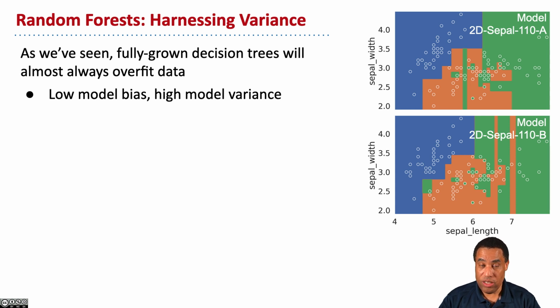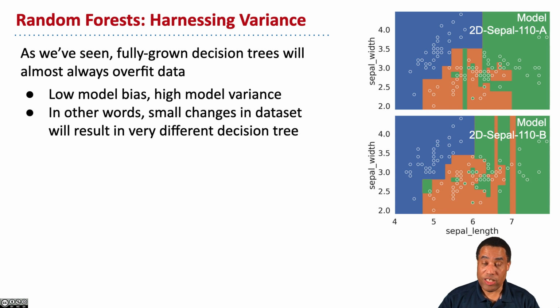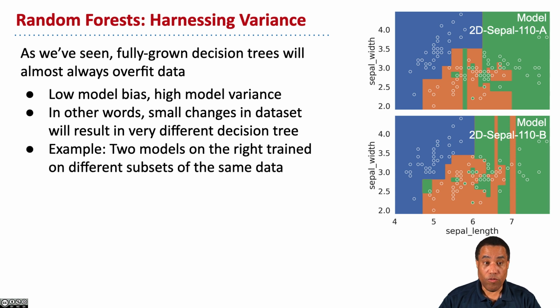We see those islands. But they also have high model variance, which means that if I just make a small change in the data set, I could end up with a very different decision tree, right? And so if we look at the two models on the right, which were trained on different subsets of the same data, we can see that yes, at a coarse level, there are a lot of similarities. But then we can also see that there are some significant differences between the decision trees that result.